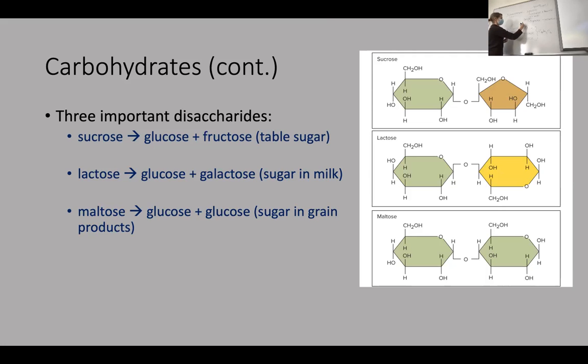And then our last one is going to be maltose. This is in grain products, like beer. Maltose is, sorry, this is why I don't like writing on the board. I always end up mushing stuff together. Glucose plus, yeah, glucose, good. The only other option, right? So we've done the other two. Glucose and glucose, that's maltose.